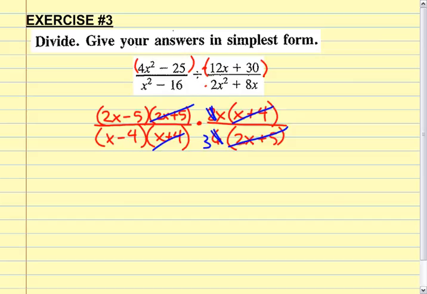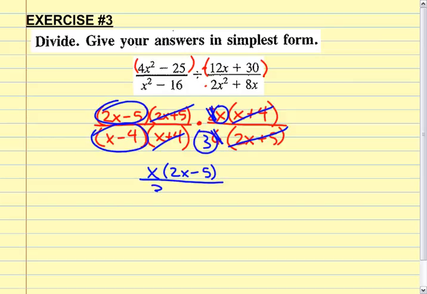Let me go ahead and multiply. I've got this x up here, and I have this 2x minus 5. So that's x times 2x minus 5 that I still have up there. On the bottom, I've still got this 3 and x minus 4. Do you see any factors that I can still cancel? Nope. That's it. Do I have to multiply it back in? Nope. But you can.